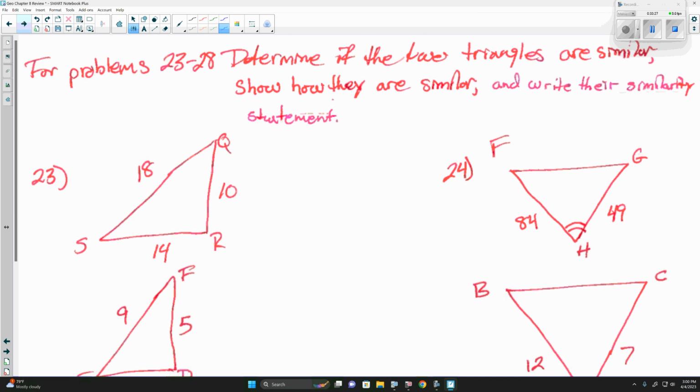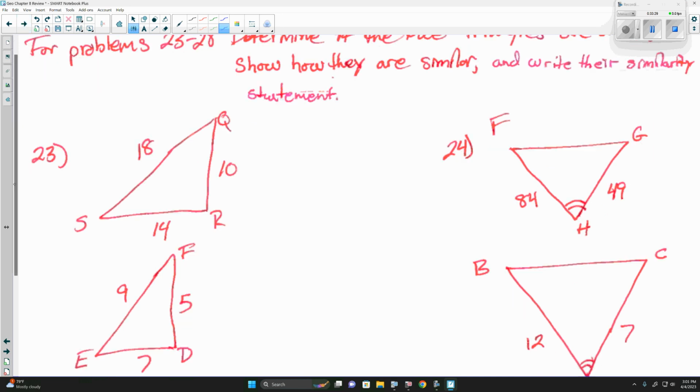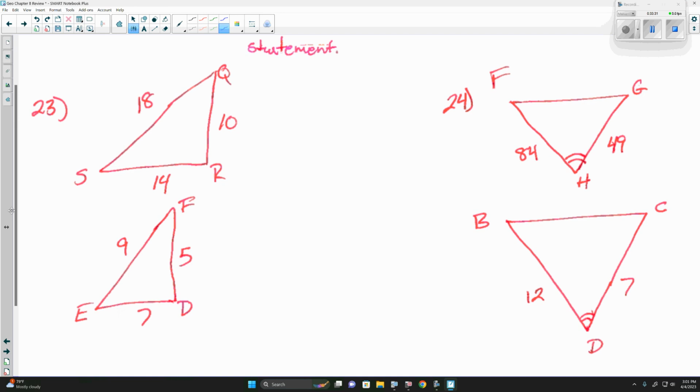So we can look at 23 first. Now, for this here, we're given three sides, and we want to determine if the two triangles are similar, show how they are similar, and write their similarity statement. So when we look at this, with three sets of sides, we have to show that all three sets of sides are proportional. So I can pick a side here, say 5. The smallest side over here is 10, which is indeed 1/2.